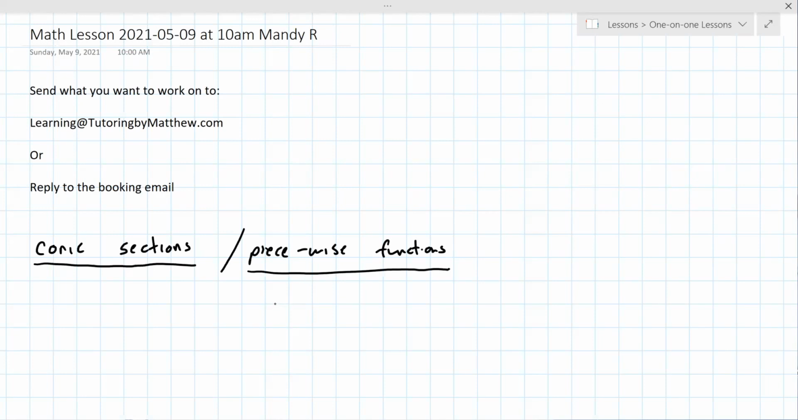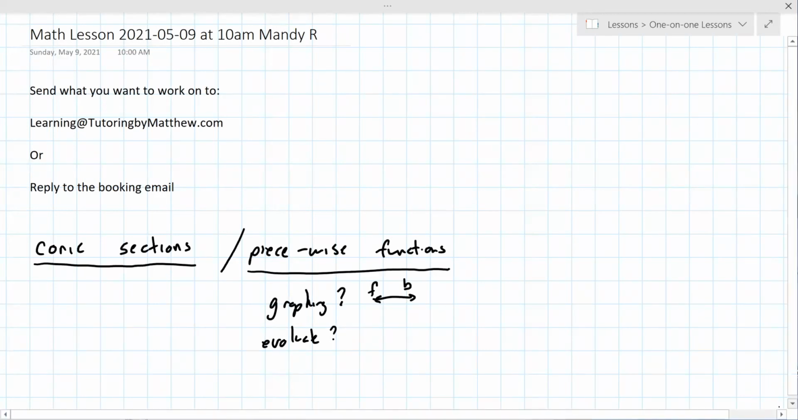Are you graphing these? What else? What do you have going on with these? We're graphing them, and they give us a graph, and then we have to write out what the equation is. And backwards. Okay. Yeah. Anything else on that list?